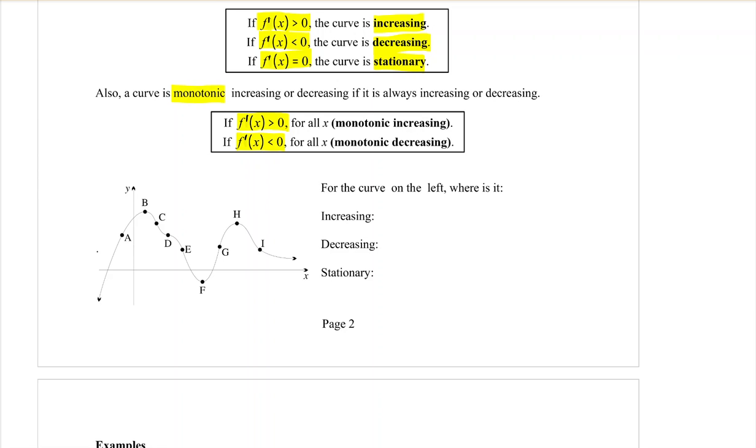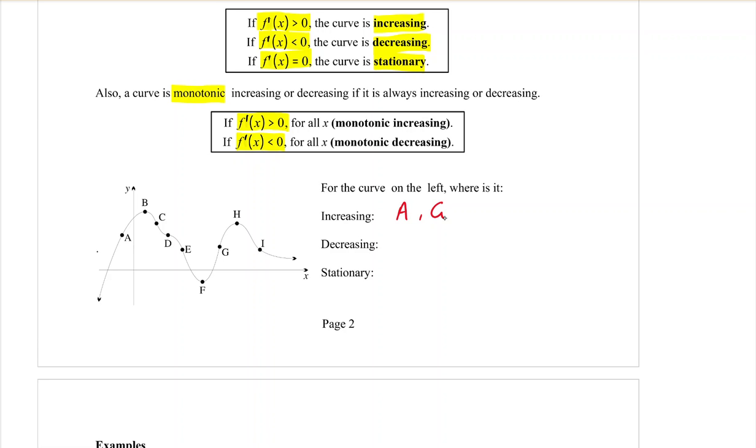Okay, next part. We have a very interesting curve over here with lots of points on it. We want to identify for the curve where it is increasing, decreasing, and stationary. So that's over there on the right-hand side. So increasing is anywhere where we have the curve going uphill, a positive gradient. So for example, here at A, if you were to draw a tangent going through A, that is sloping uphill. So A is increasing. Is there any others? G. Very good. G over here is also sloping uphill. So A and G are both at increasing points.